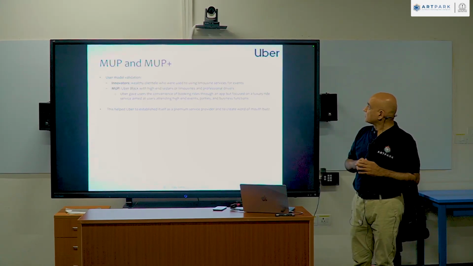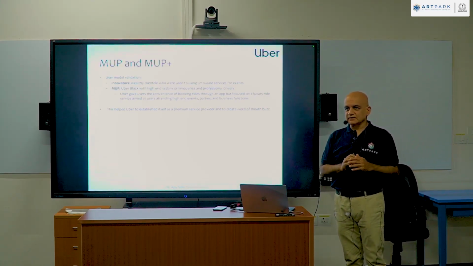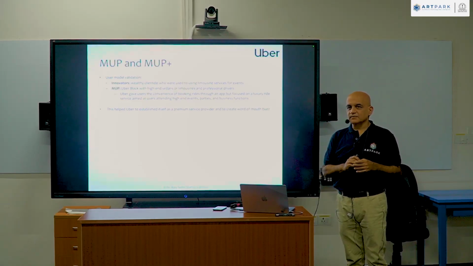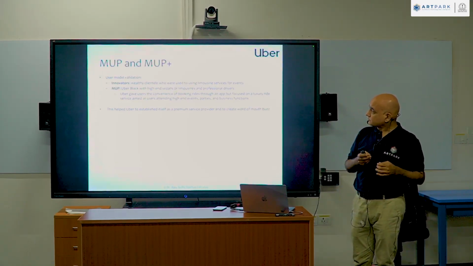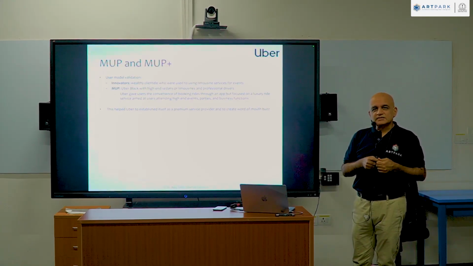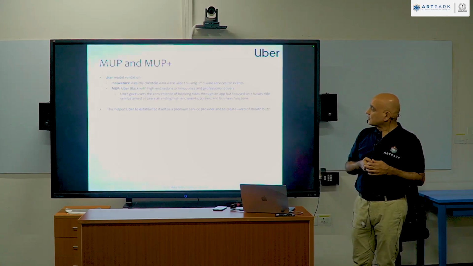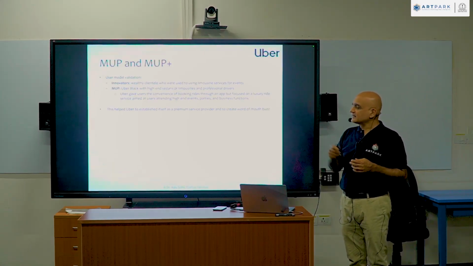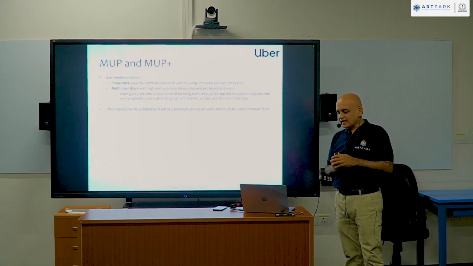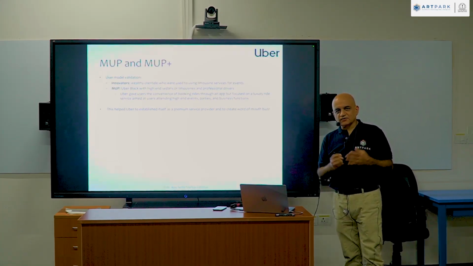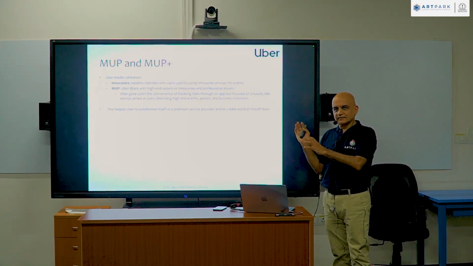Okay, so let's look at this MUP and MUP plus. What does it really stand for? An example is Uber. I think we talked about it. When Uber started, they started with a product called Uber Plus or Uber Black. Uber Black had high-end sedans and limousines, and it was targeted towards people who are going for parties. The idea was that if you're going for a party and you want to arrive in style, then you book an Uber Black, right?